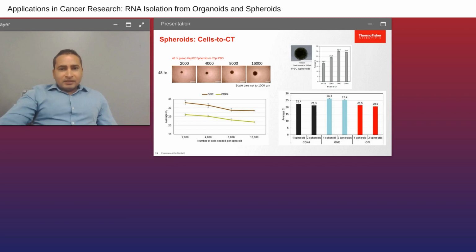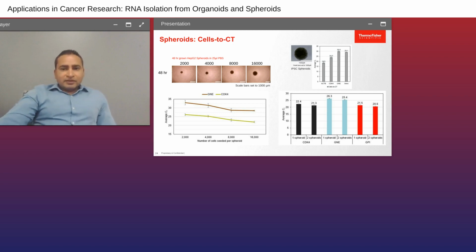So again, images of the Hep G2 spheroids were grown for 48 hours, like we did talk about earlier, with various cell input. And you can see that the average CT values indicated linear recovery of RNA from Hep G2 spheroids. We also looked at spheroids generated from iPSCs, and these were significantly larger compared to Hep G2 on the left. We performed an extraction using Cells-to-CT kit and looked at gene expression profile from these spheroids. We also included the XenoRNA spike-in control, and we do see no RNA inhibition from these samples, and we do get expected CT values for gene expression.